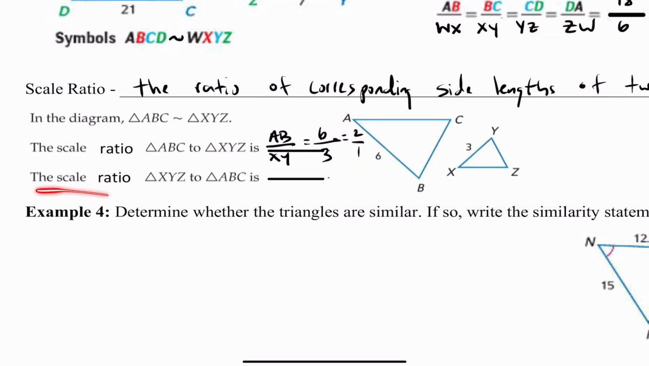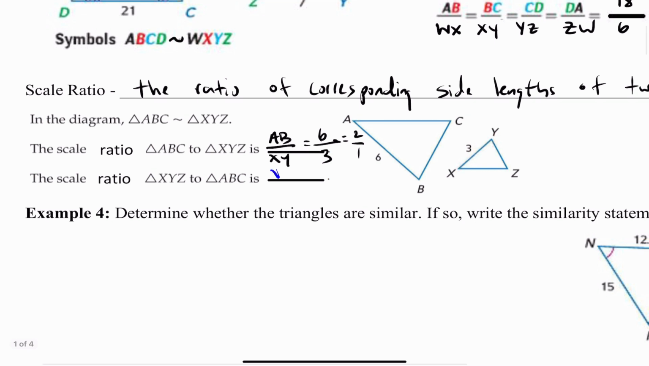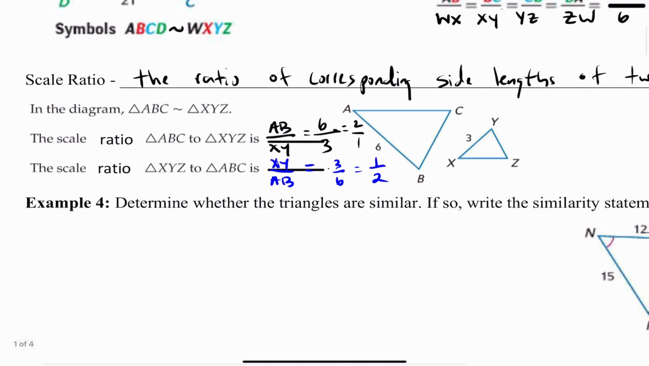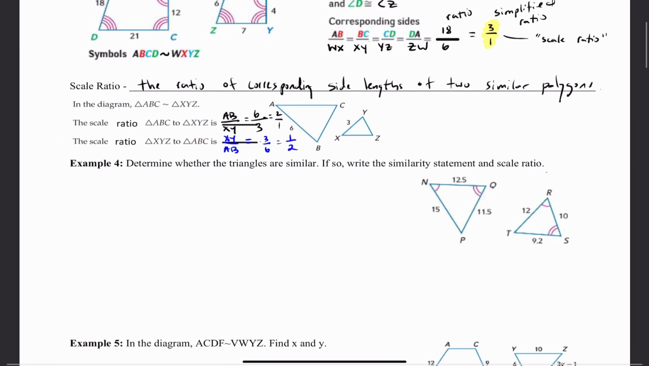Now I gotta go ahead and find the scale ratio from triangle XYZ to triangle ABC. So I'm looking at the smaller figure to the bigger figure. So XY corresponds with AB. And it says right here, XY corresponds with AB. So the first two letters to the first two letters. So XY over AB is 3/6, which reduces to 1/2. Okay? So that's how you find the scale ratio.